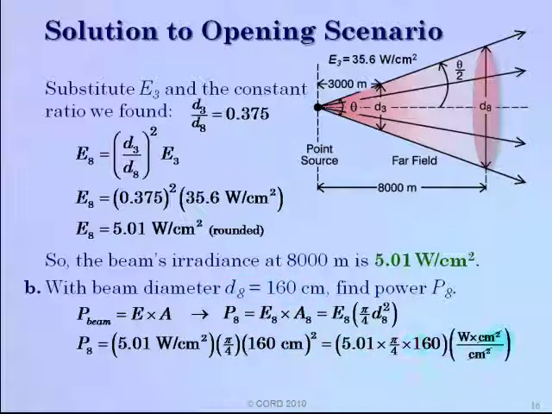and group the numbers and the units. Centimeters squared will cancel, and the result will be just watts. So we're left with 101,000 watts, better known as 0.1 megawatts. That is a huge laser pulse that's coming out there.